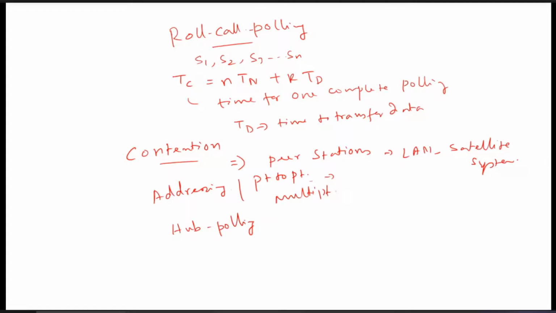In this case, just see in the diagram, half polling. This is the primary, or the server, and there are clusters of terminals or secondaries, you see.